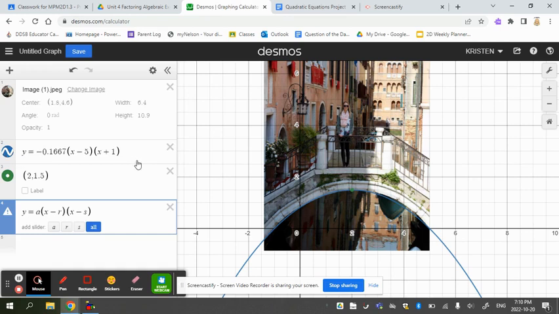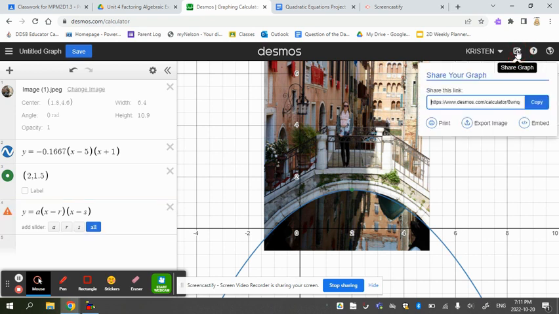You could type your factored form equation into one of these boxes and it will line up with your parabola. If it's not lining up with your parabola, you are going to have to check your calculations again as your A value might be off. When you have done this, you need to save your picture. So if you go up here to share graph, you can push export image.